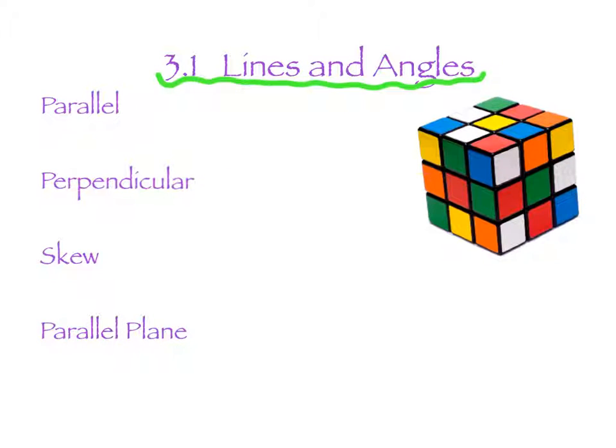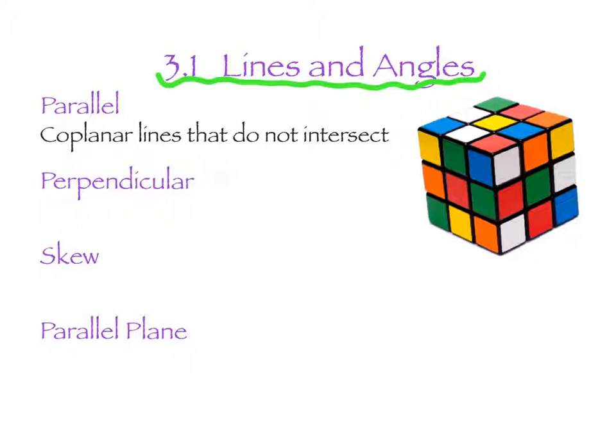So here we go into chapter 3. 3.1 is going to be lines and angles, and you know a lot of these. Parallel lines are obviously coplanar lines that do not intersect. On this cube, examples of parallel lines would be the lines along edges.